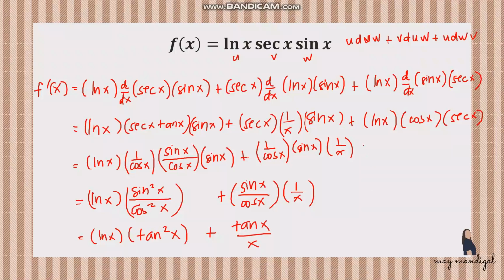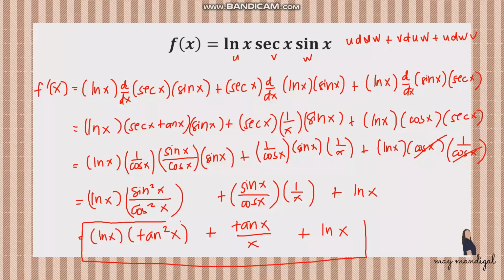And then down to the last one. This one is also ln of x. Cosine of x, we can change this to... Now the secant of x, we can again change this into 1 over cosine. And as you can see, after we change it to 1 over cosine, we can now cancel the cosine of x. So therefore, we're just left with ln of x. So we have here plus ln of x. So this is now our final answer. So this is one way on how we can solve for the derivative of this function.